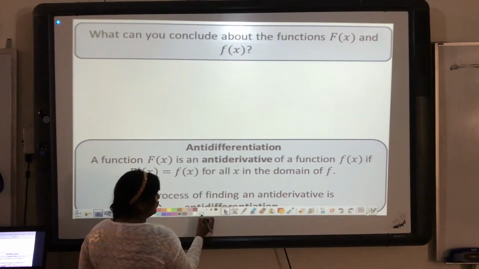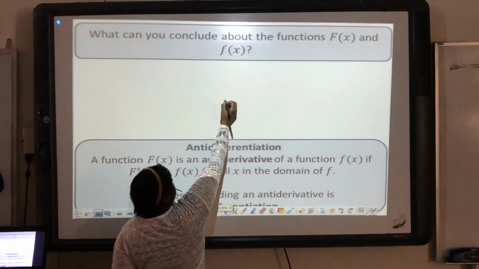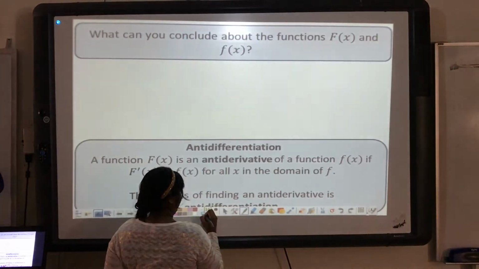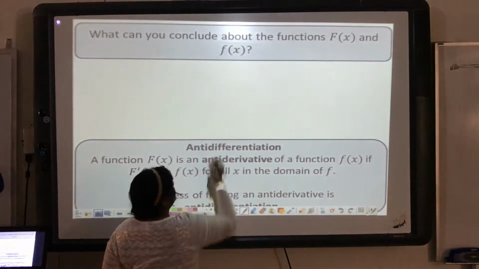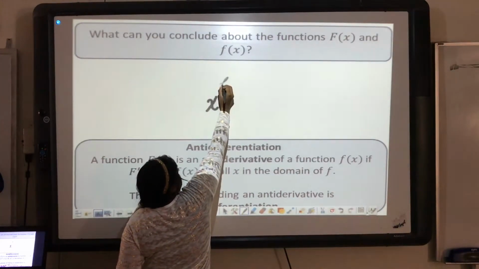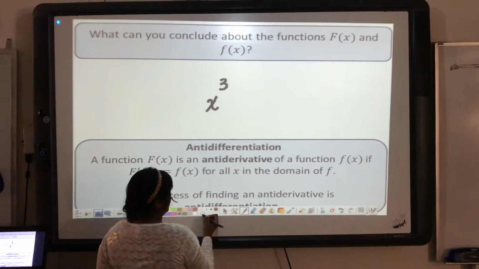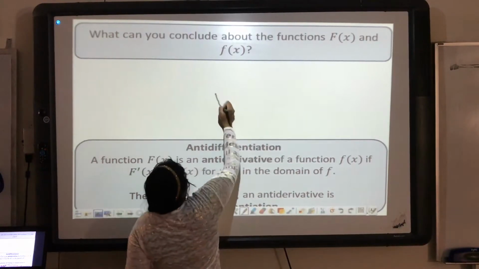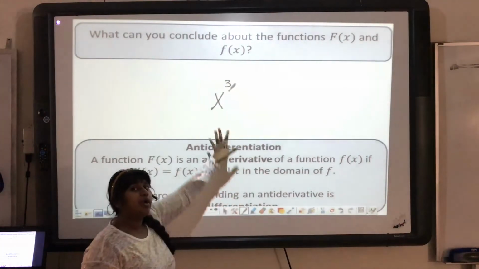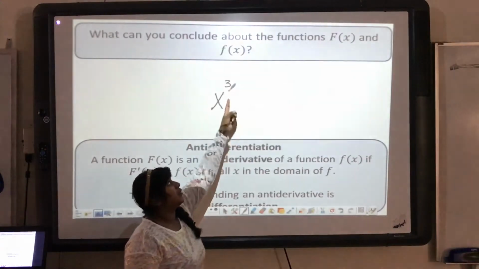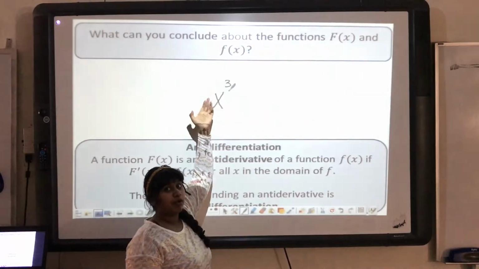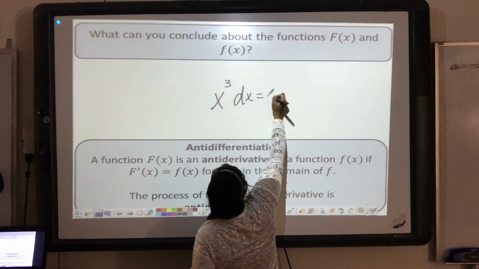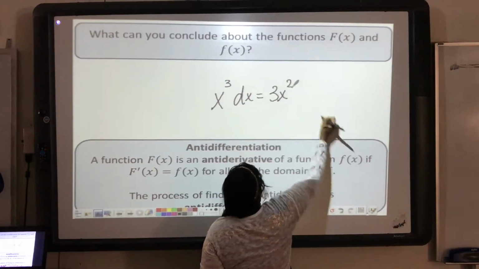So if I know x cubed, what is the derivative of x cubed? Well, we know that. We bring our exponent to the front. We subtract 1 from the exponent. So we know that this is going to be equal to 3x squared.